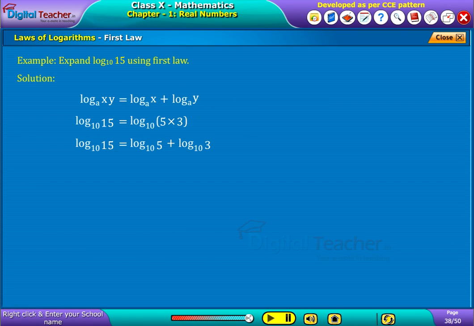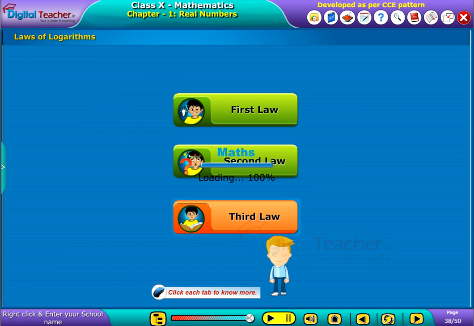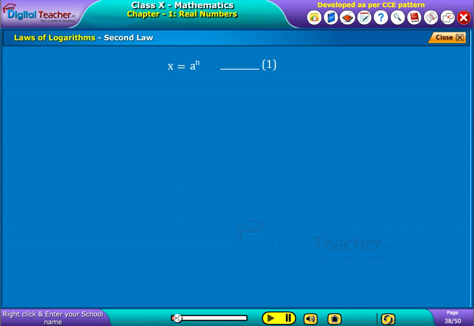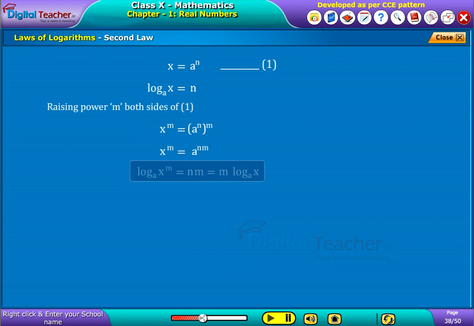Now, let us learn the second law of logarithm. Second law. Consider x is equal to a power n as equation 1. Its equivalent logarithmic form is log x to the base a is equal to n. If we raise both sides of equation 1 to the power m, the obtained expression is as shown. Applying the laws of exponents on this expression, we get another expression as shown on the screen. Its logarithmic form is log x power m to the base a is equal to nm, which is equal to m log x to the base a.